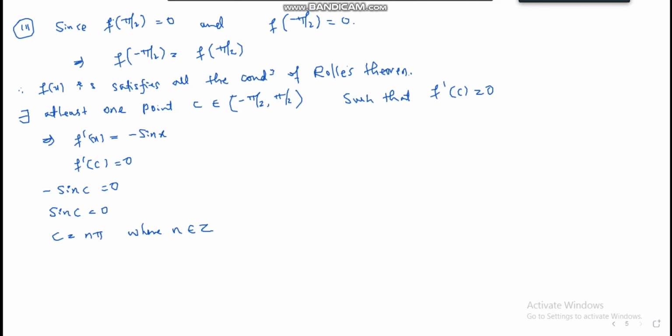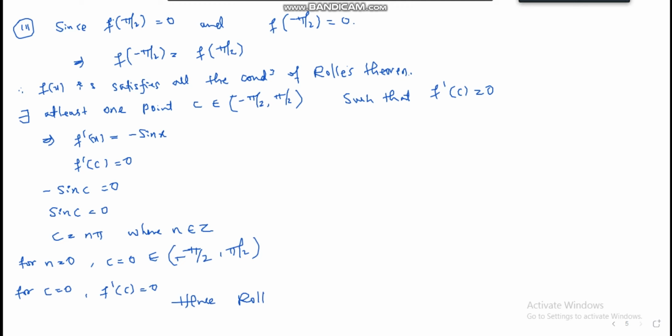For n is equal to 0, we are getting c is equal to 0, because 0 into pi is 0 only. This also belongs to minus pi by 2 comma pi by 2. For c is equal to 0, f dash of c is 0. Hence Rolle's theorem verified.